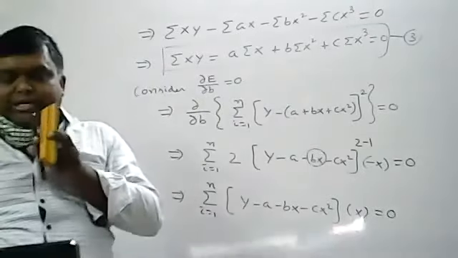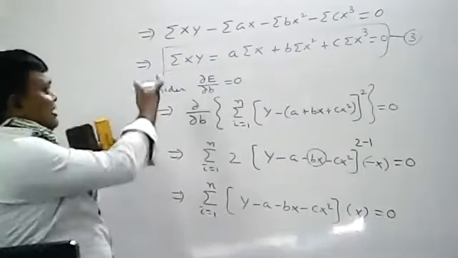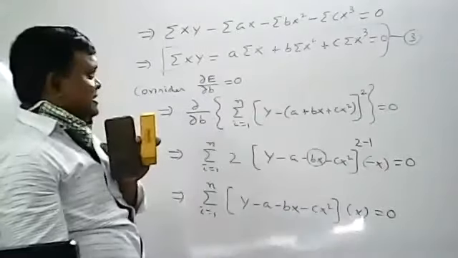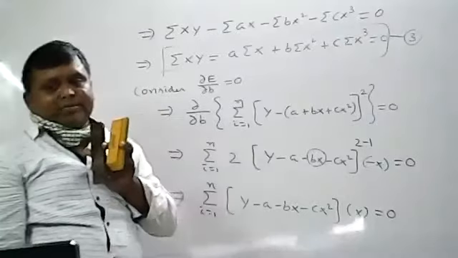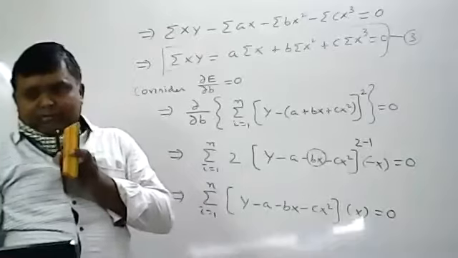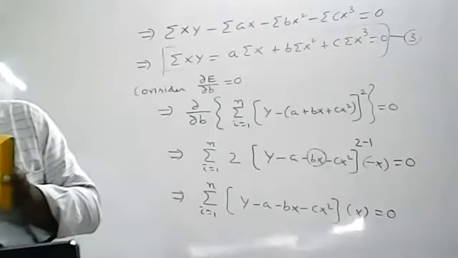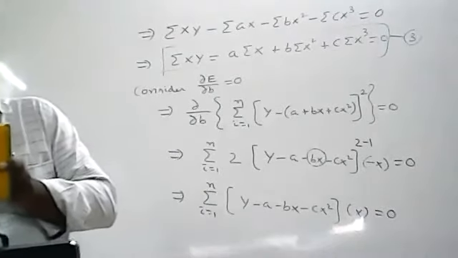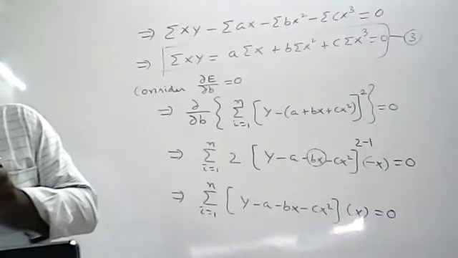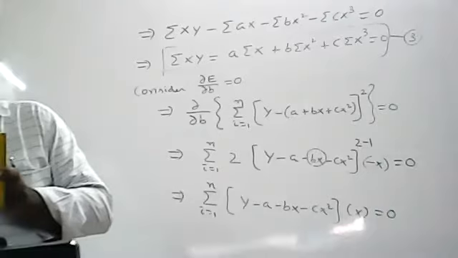That means if you do ∂E/∂b equal to 0, you are getting summation xy equal to a summation x plus b summation x square plus c summation x cube. I hope all of you understood up to this. Up to this it is clear. Everyone, any doubt? Up to this it is okay? Please respond in the chat group. If you say yes, I will continue with the last one.